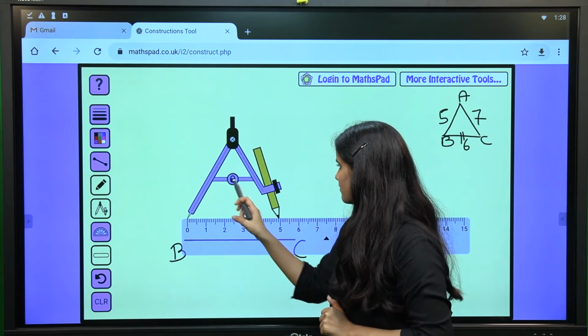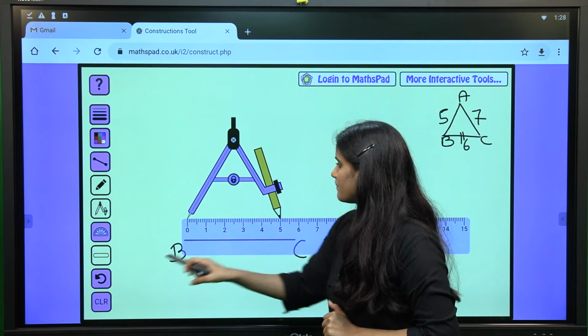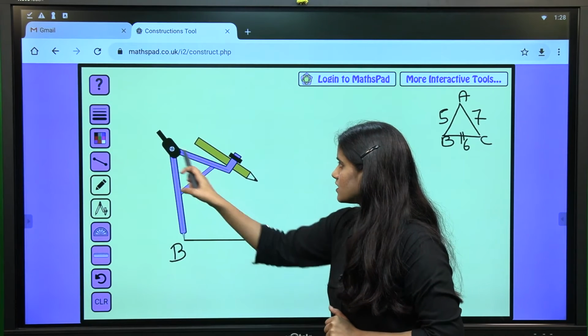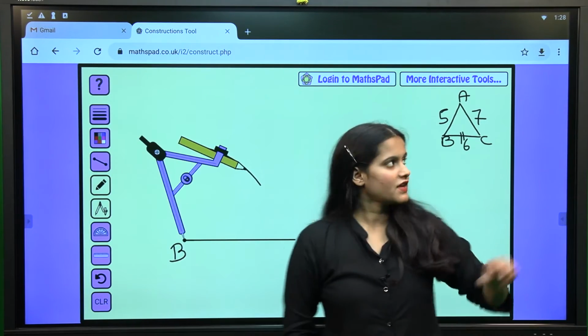And then fix the... okay. So keep it on B. So B as a center, draw an arc like this. So this one is done.